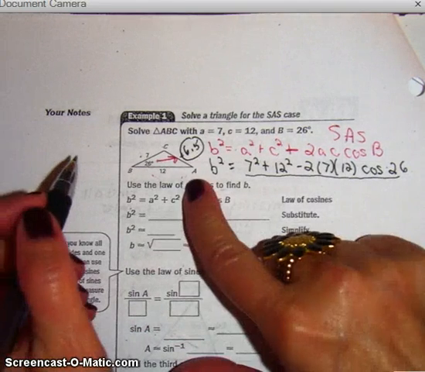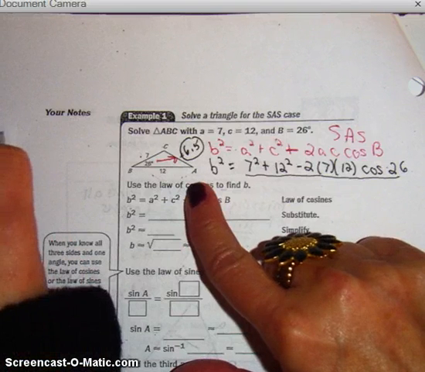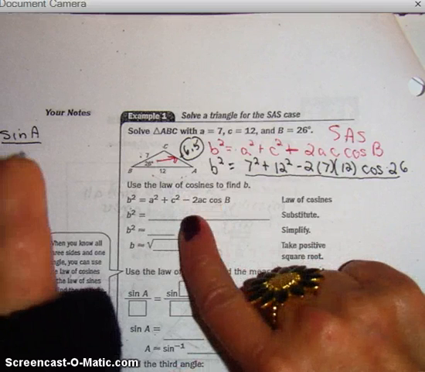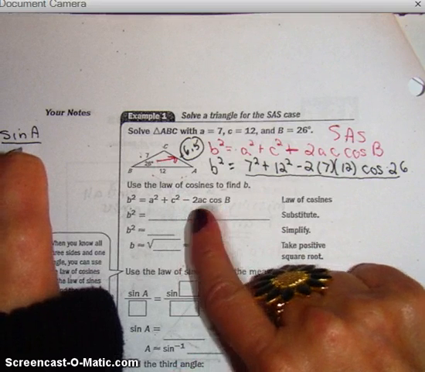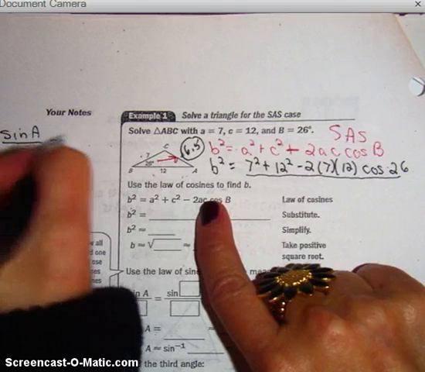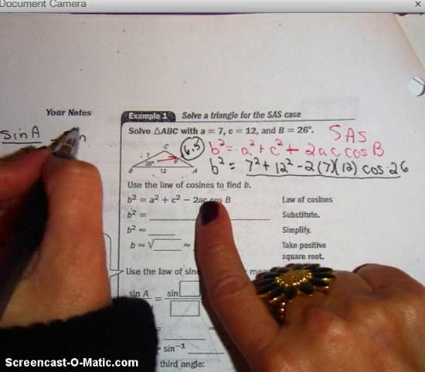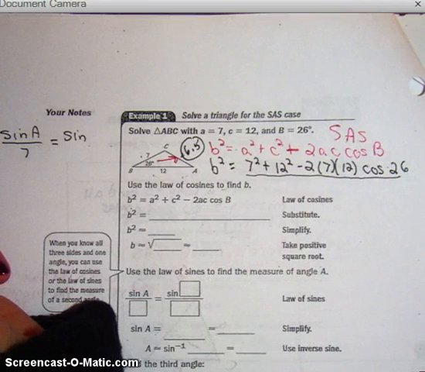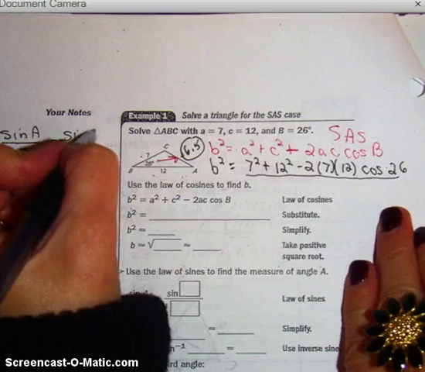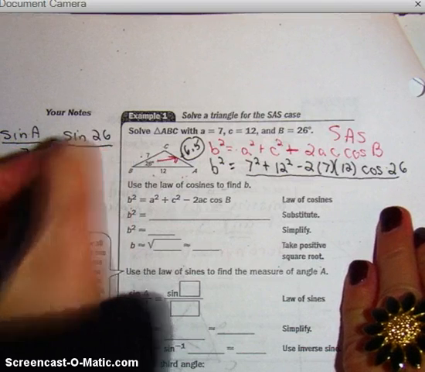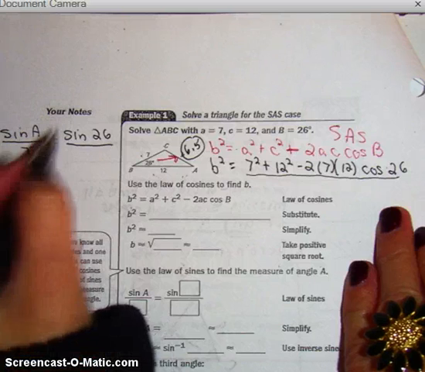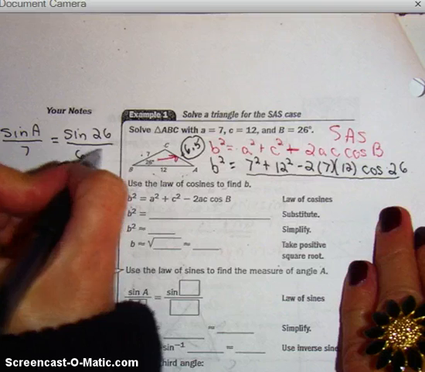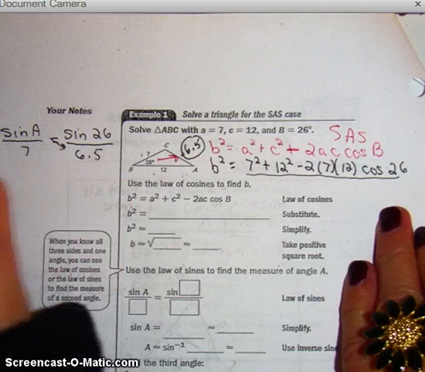Jasmine, set us up with law of sines to find angle A. And I'll start you out. Sine of A over, which is? Equals sine of, what angle inside do we know? B, so sine of 26 over, how much? There you go. All right, so let's do cross products.